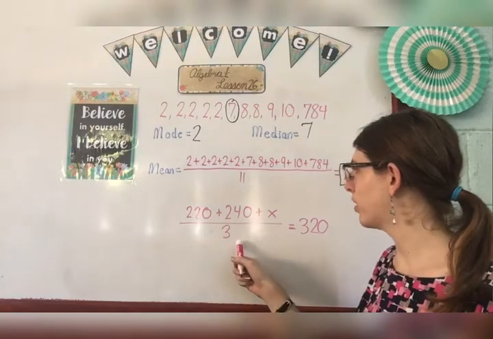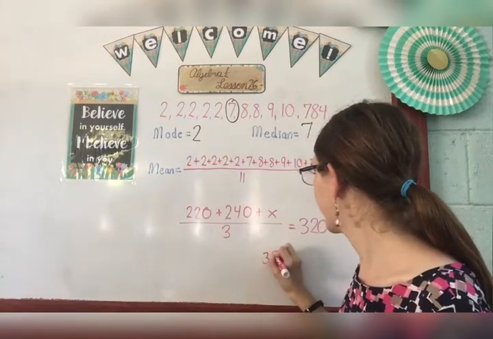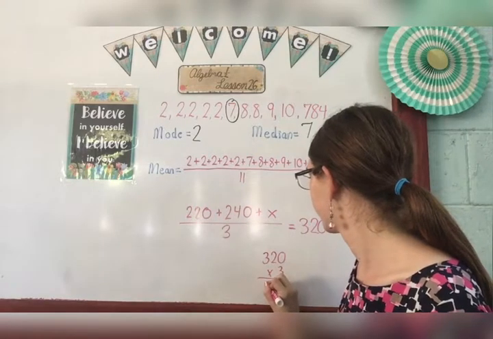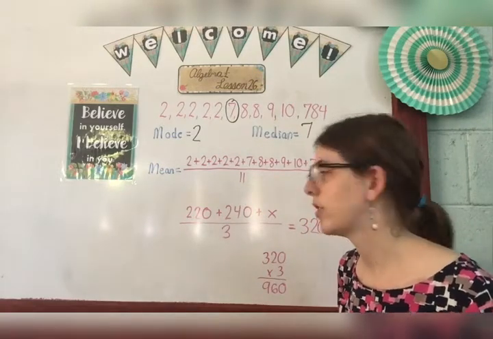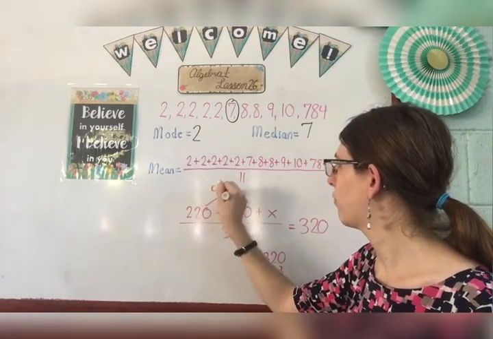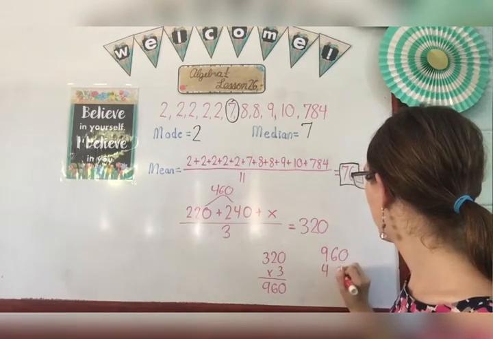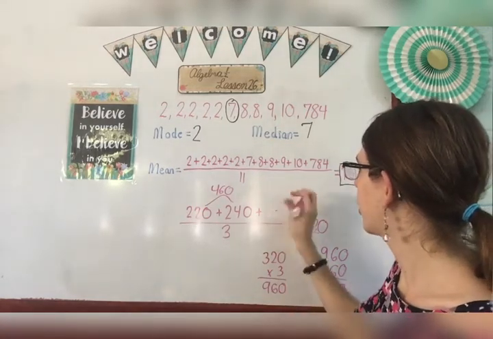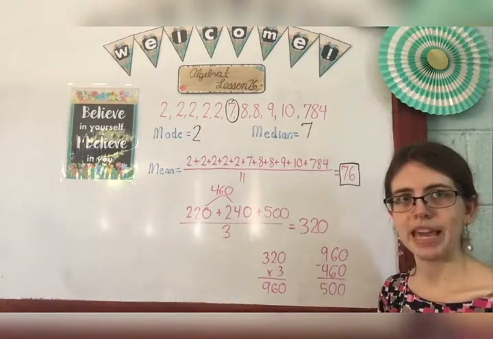So I'm going to multiply 320 times 3 to find the total. 320 times 3 equals 960. So their total weight is 960. These two together, 220 plus 240, is 460. So 960 minus 460 equals 500. So that means that this third pig was 500 pounds. Oof, that's a big pig.